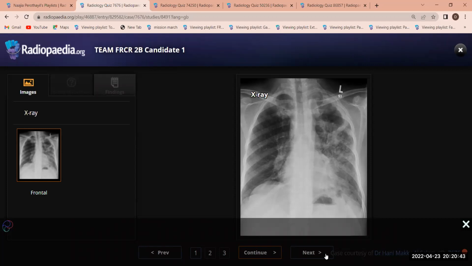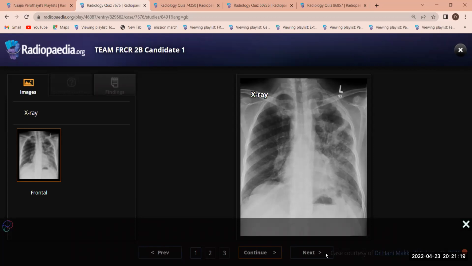But okay, I'm concerned about the cavitating lesion in the left upper lung, which needs further evaluation in the adult patient. It could be a malignancy as well, a cavitating mass or cavitating pneumonia. Okay, so when you see a cavitating lesion, what are your differentials? It could be an abscess, it could be a malignancy, a cavitating mass, it could be a pneumatocele. In the pediatric age group, the differentials might change.